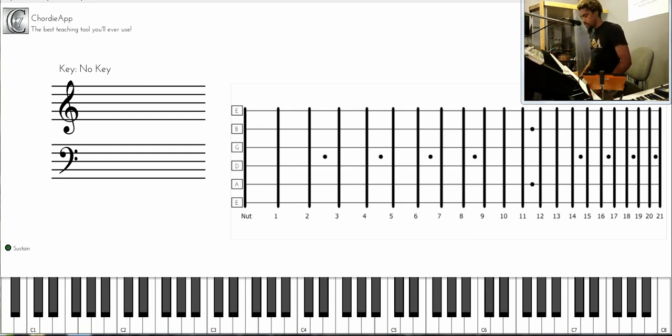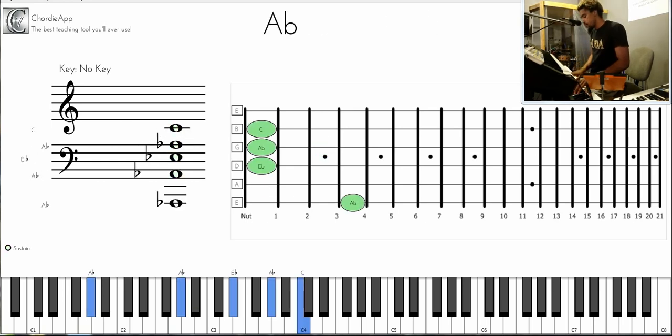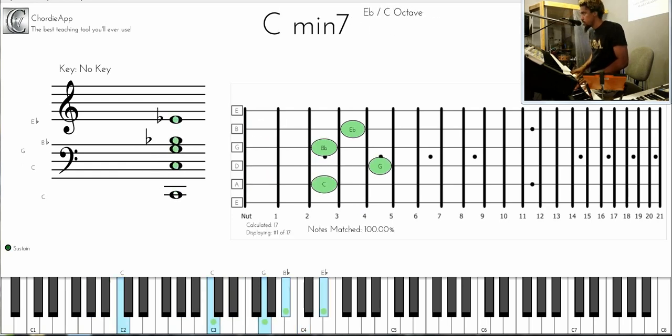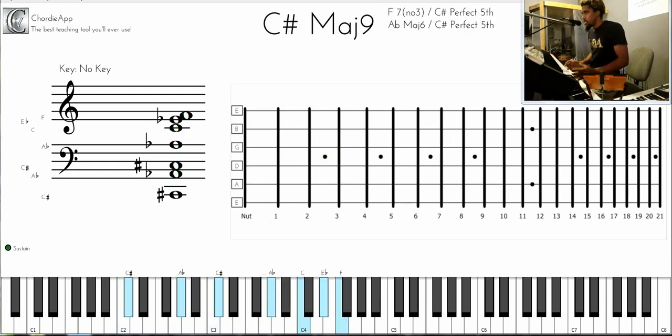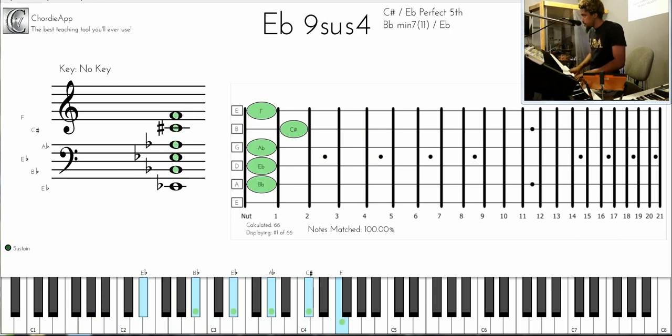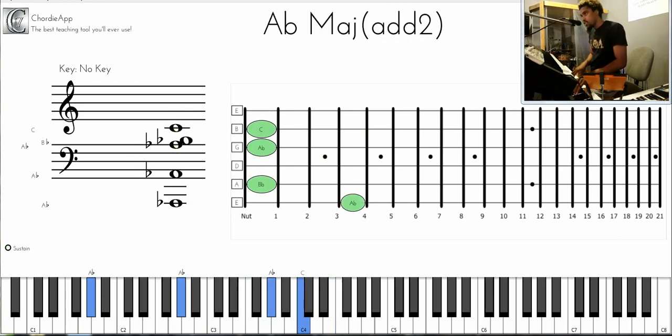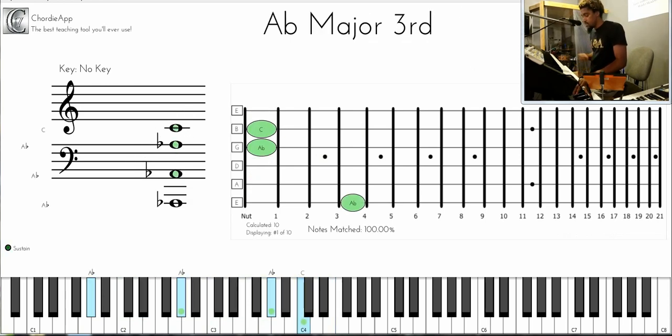Let's see if I can give y'all something else. Going to the one. All right, so this is some more advanced stuff. I wasn't really going to talk about this, but let's do it. So instead of using the five, let's substitute the five with three different progressions.